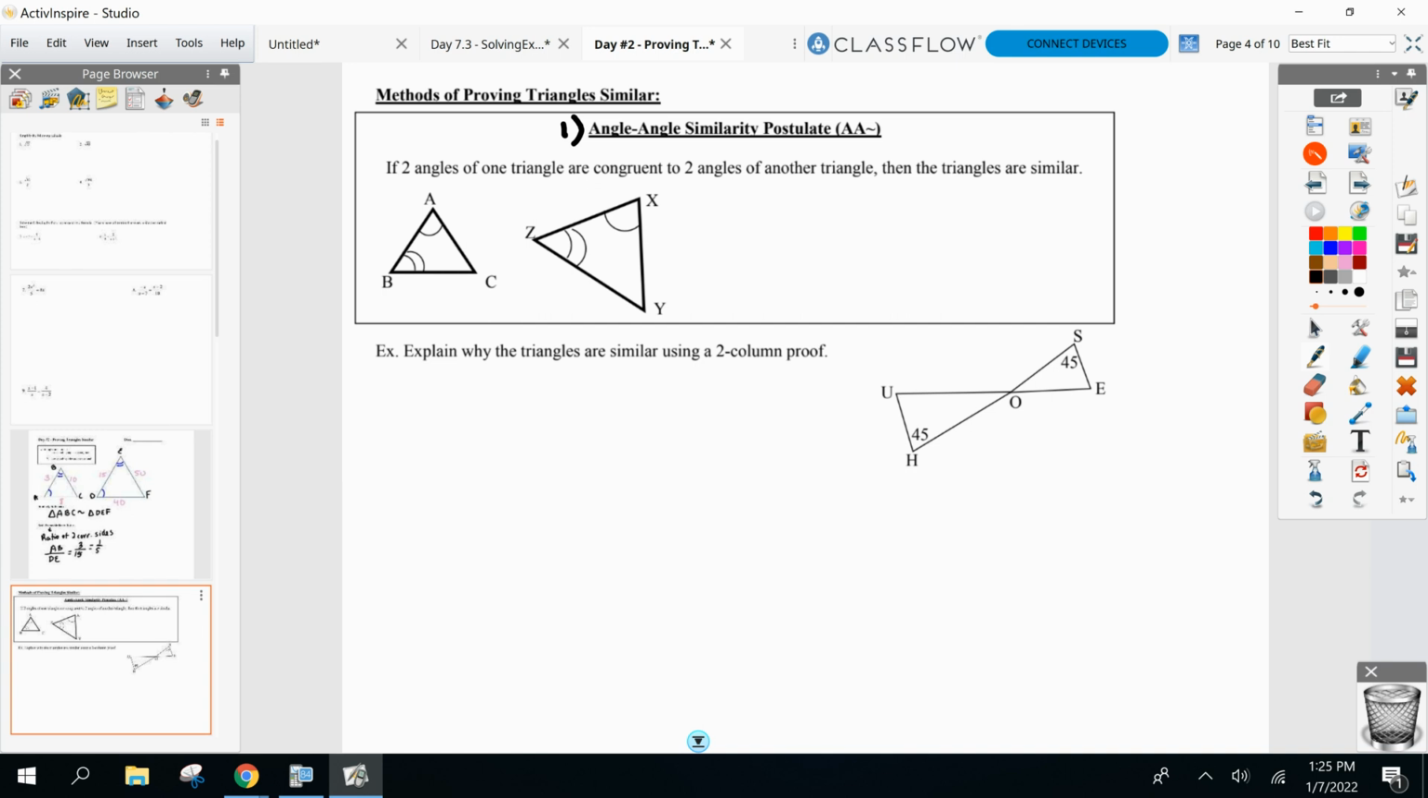2 pairs of angles, they're similar. That is it. By the way, why don't I need a 3rd pair? Why isn't it angle, angle, angle? Why is 2 sufficient enough? Why don't I need the other A? Third angles theorem.